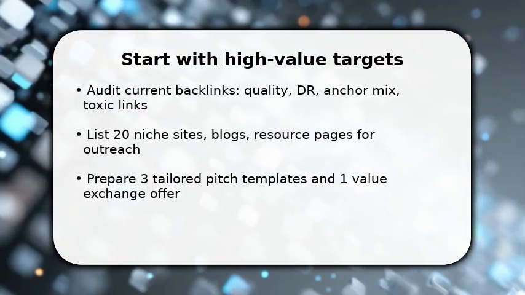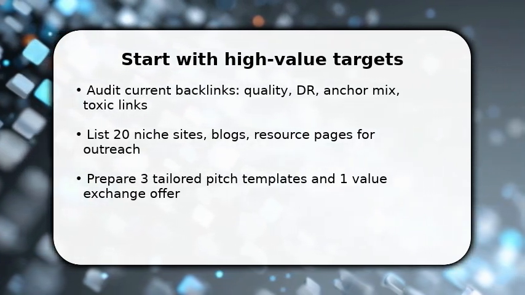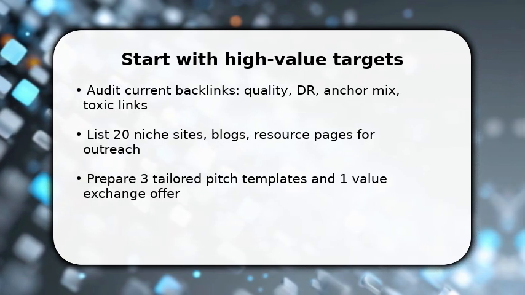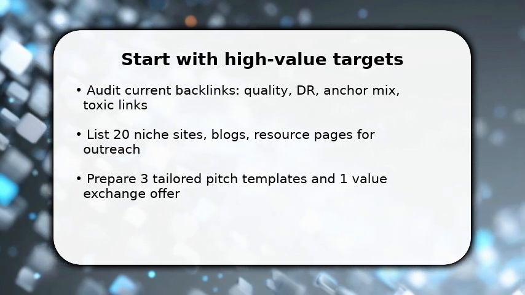You begin by prioritizing high-value targets and preparing your outreach. Audit existing backlinks to know what to keep and what to disavow, then compile a list of 20 niche-relevant sites by domain authority and relevance.